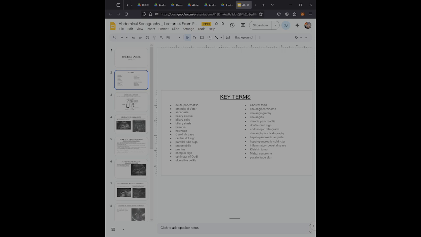Bilirubin is a yellowish pigment found in bile. It's produced by the breakdown of old red blood cells. Biliverdin, that is the green pigment found in bile, so both of them create that greenish-brown pigment of bile.